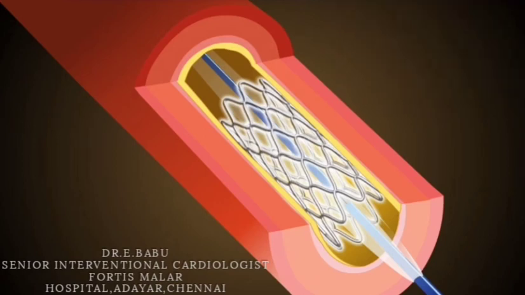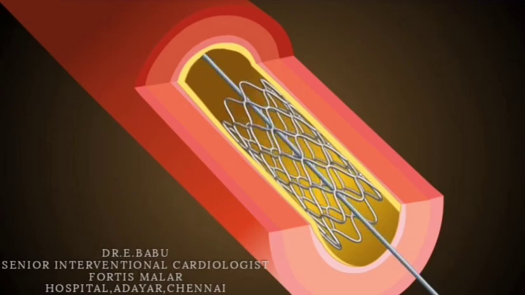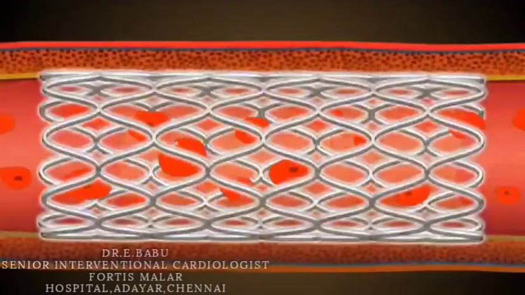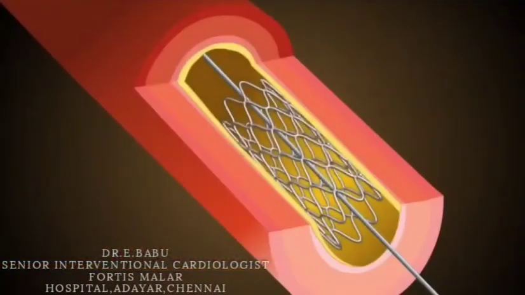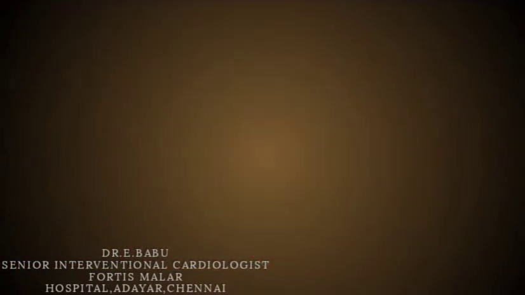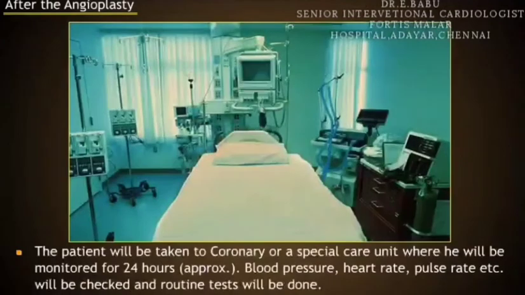Once the stents are in place, the balloon catheter is removed and angiograms are taken to evaluate blood flow through the newly widened artery. Finally, the guide catheter is removed and the procedure is completed. After the angioplasty, the cardiologist will take a decision regarding whether or not the artery is sufficiently opened. The patient will be taken to the coronary or special care unit where he will be monitored for approximately 24 hours.